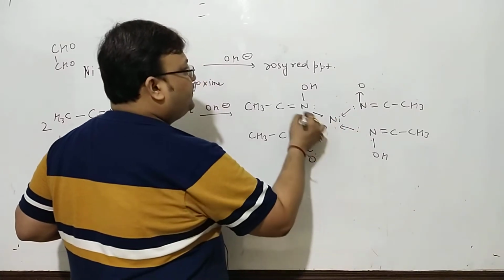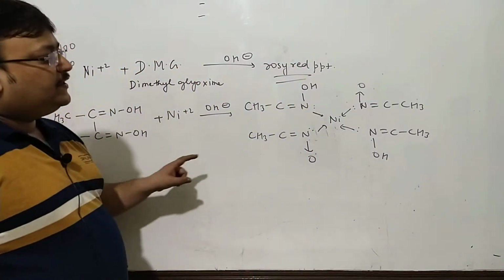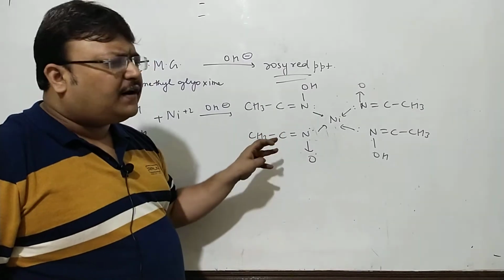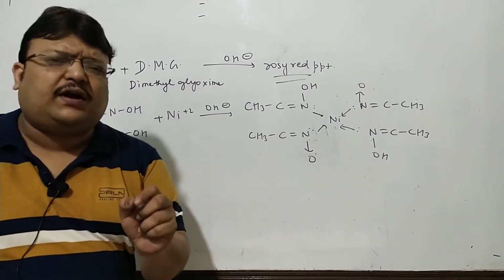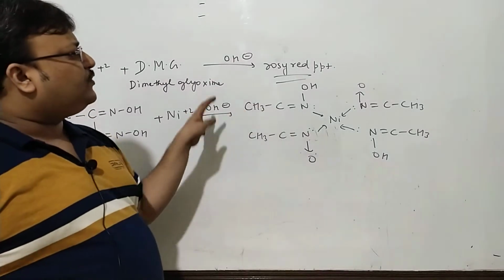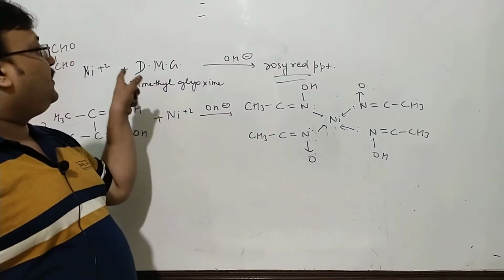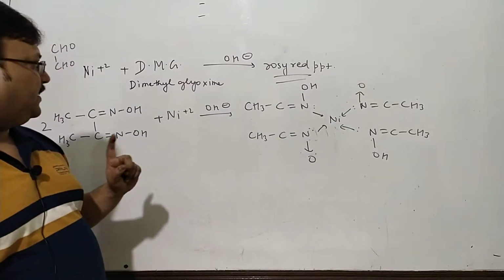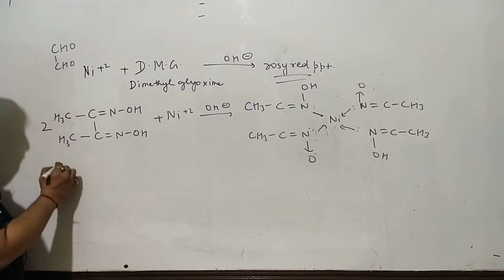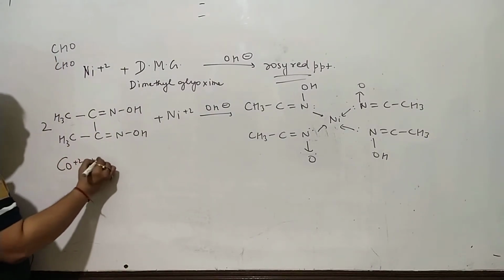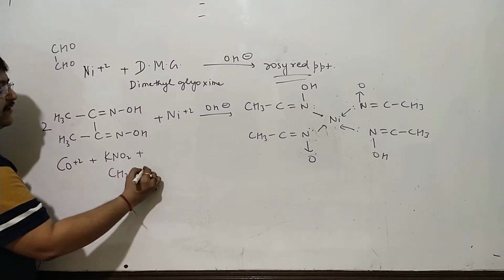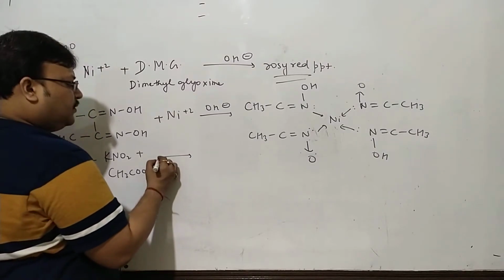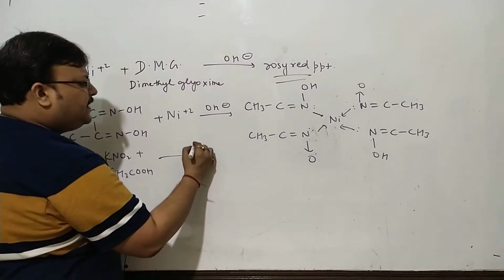This is a complex which is rosy red in color. Remember, to get this rosy red precipitate, you need to keep the medium alkaline. I'll come to that again when the time is right. But this is the rosy red precipitate between dimethylglyoxime, alkaline, and nickel. For cobalt, a popular test is cobalt with KNO2 and acetic acid. Excess of KNO2 and acetic acid will give you a yellow precipitate.